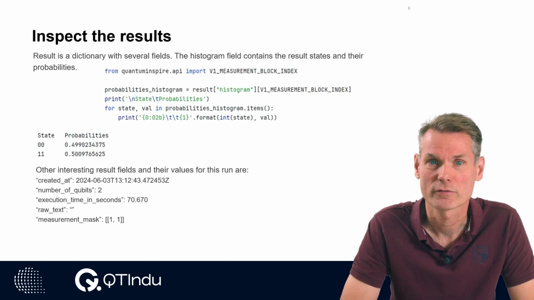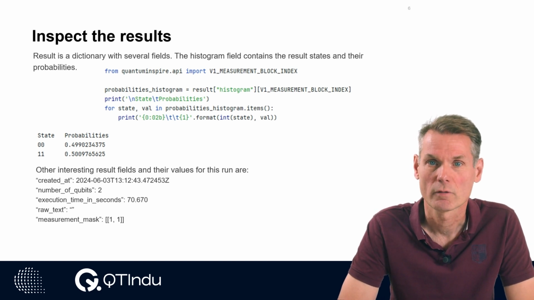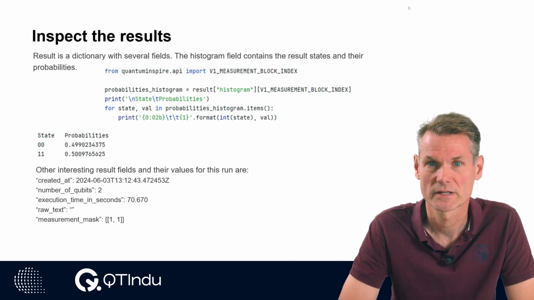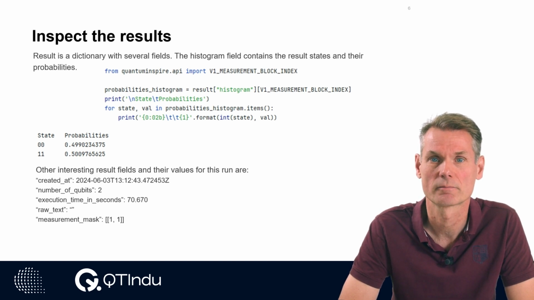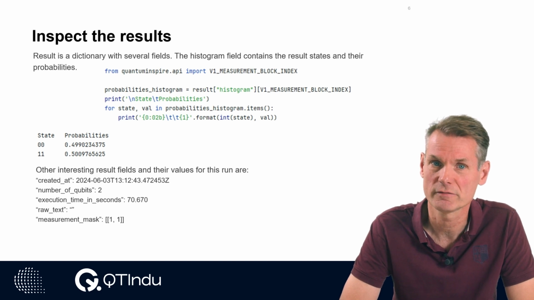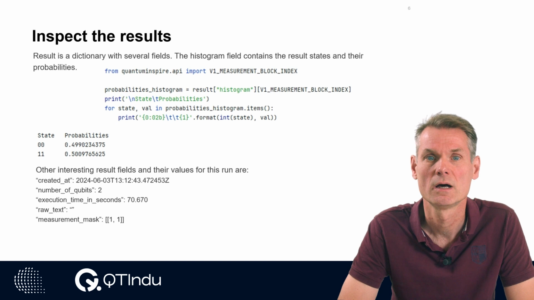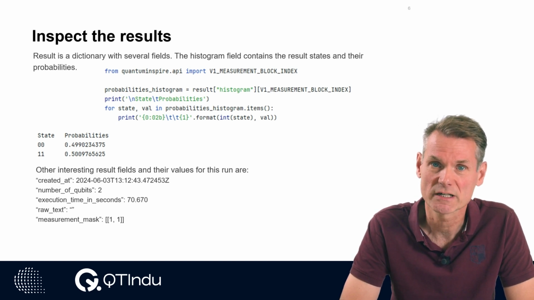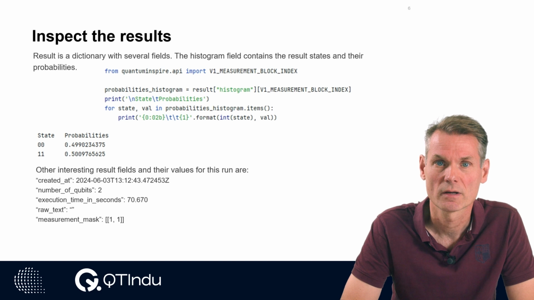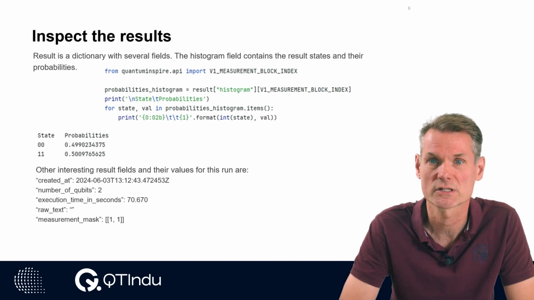The result returned from Quantum Inspire is a dictionary containing many fields. One of them is a histogram. This histogram contains the different states and their probabilities. Because this is a Bell state, we expect the result to be around 50% for both states 00 and 11. The state represents the measured values of qubits, where qubit 0 is the rightmost value and qubit 1 the left value. This is conformed binary numbers.